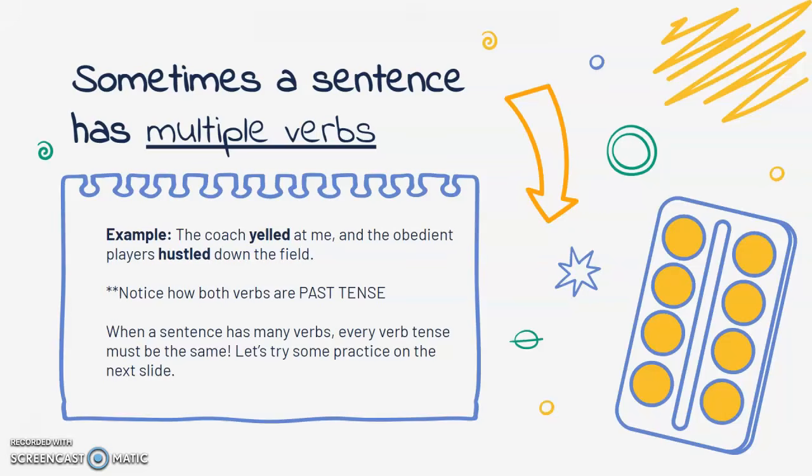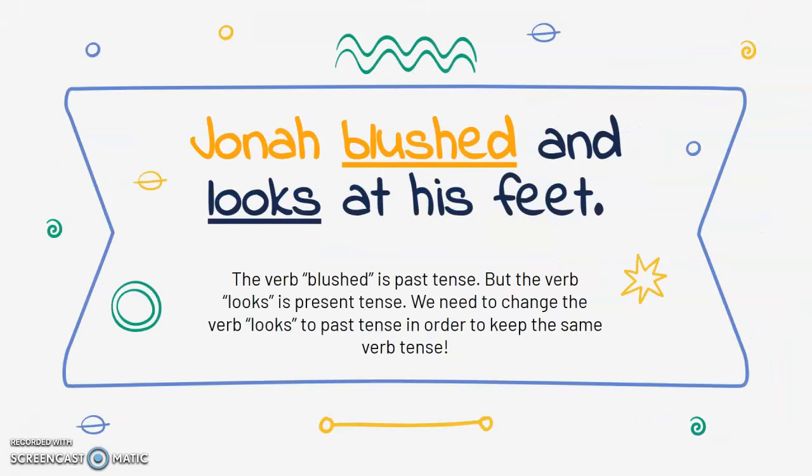We have the word yell, and it has the ending ed. And then we have the verb hustle, which has the ending ed. When a sentence has many verbs, each verb tense must be the same. We're going to try some practice with this on the next slide. So that means if I see the verb yelled first, any verb after that must also have an ed ending in order to match the verb tense. So yelled and hustled, it shows that it already happened. It was a past tense verb. Okay? So we're going to take a look at this sample sentence.